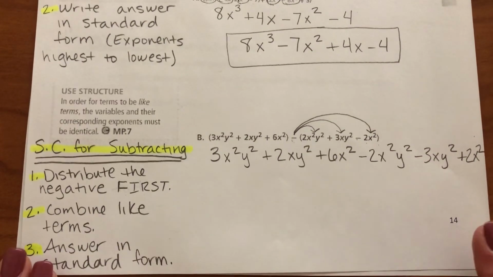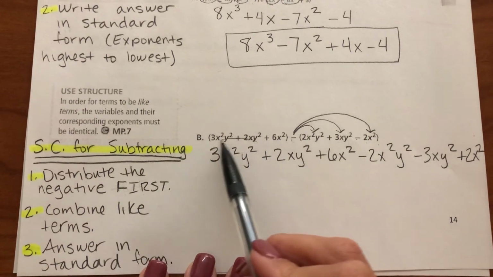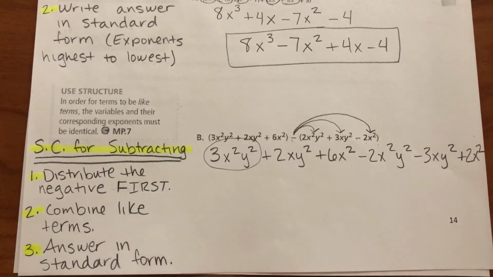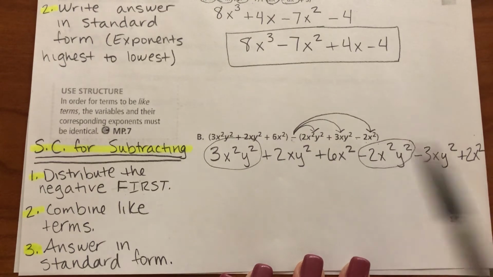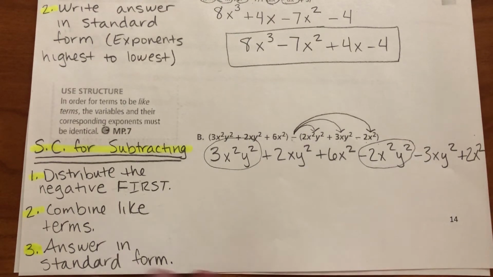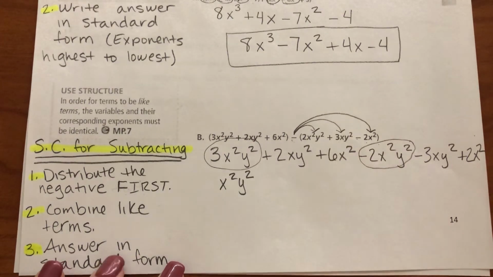We got that done. Now we're going to combine our like terms. I'm going to start here with 3x squared y squared. So I'm looking for other x squared y squareds. I see one right here. 3 minus 2 is 1, so this is 1x squared y squared, or just x squared y squared. And then I'll move on.